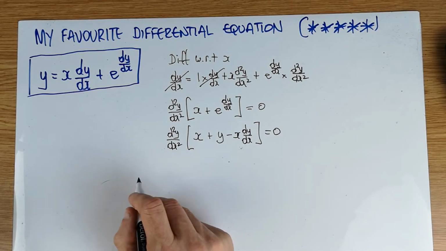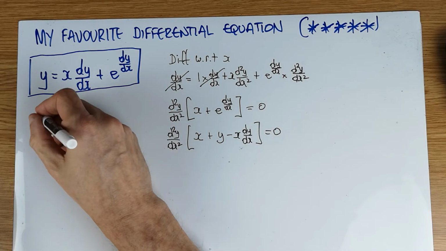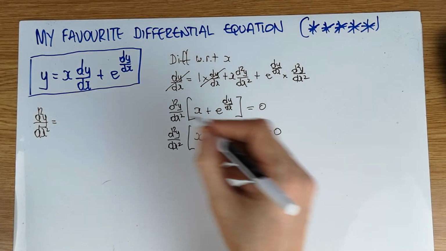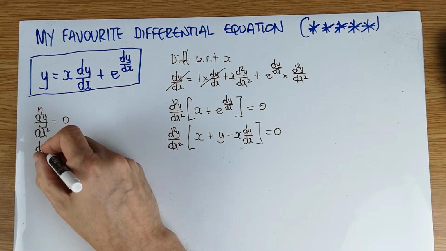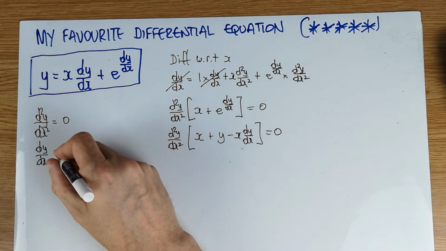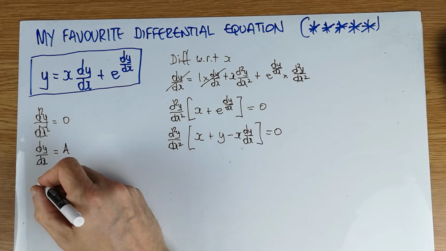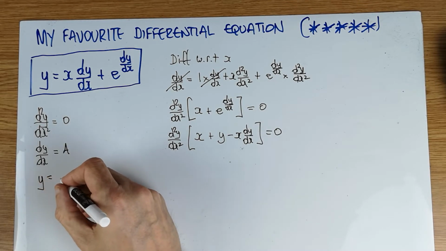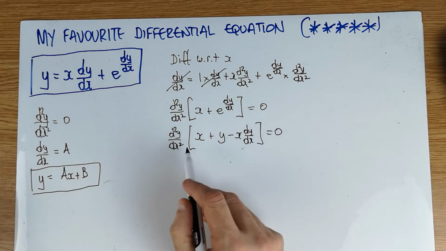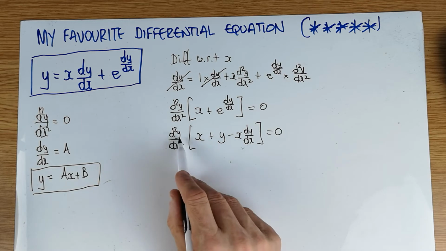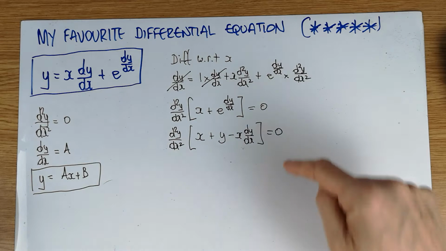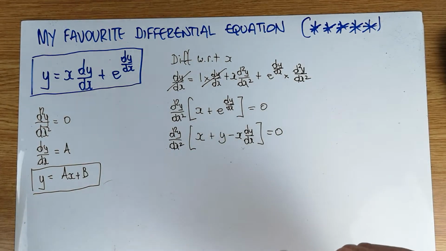So first of all, let's do this bit here. The second differential coefficient is equal to 0. It means that the first differential coefficient will be some kind of constant. Call it capital A, which means your y could be that. That will certainly, irrelevant of what that is, definitely balance the equation. So the next thing to do is to think about this differential equation.